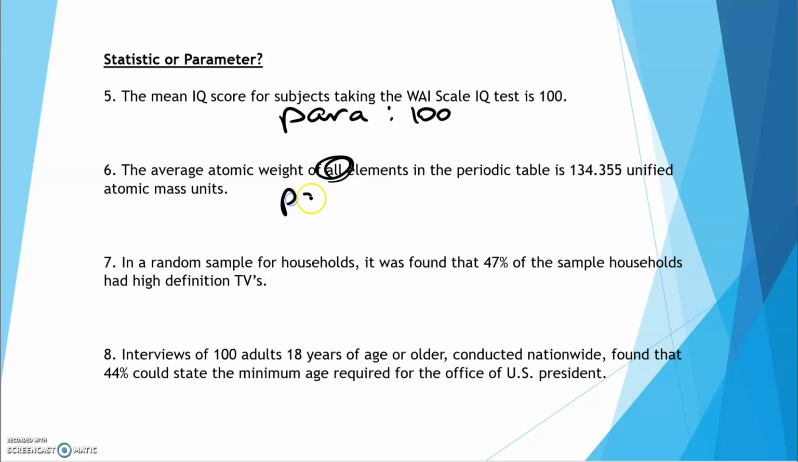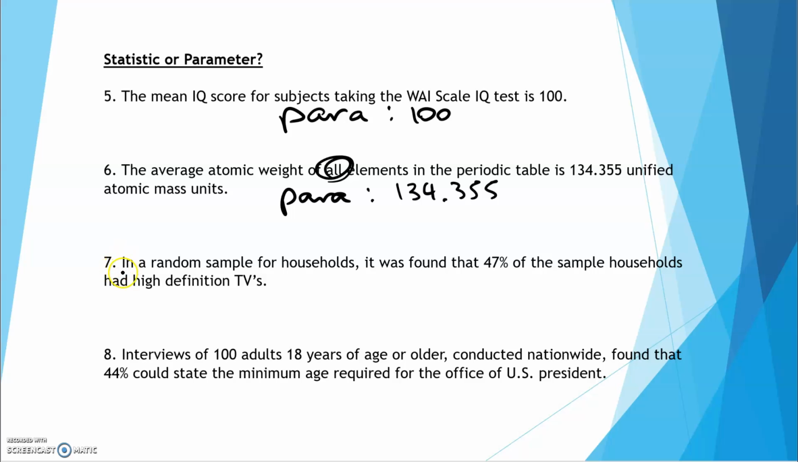Okay, number 6, the average atomic weight of all elements. I can stop right there. It's talking about a population, so it's a parameter. And our parameter is, so the average atomic weight is 134.355. That's our parameter right there.